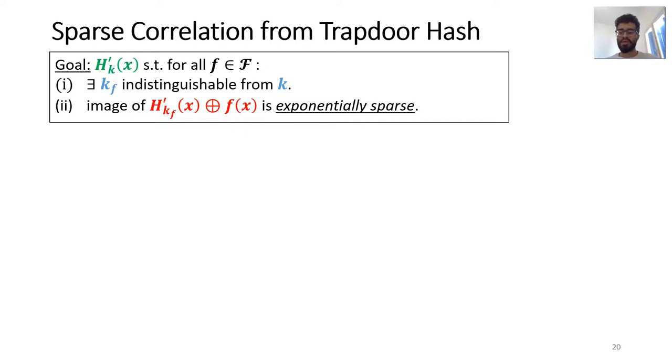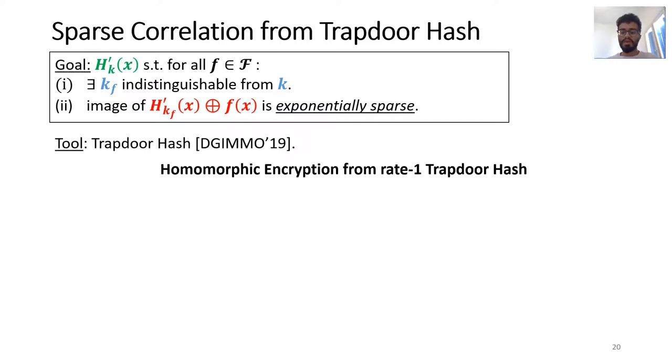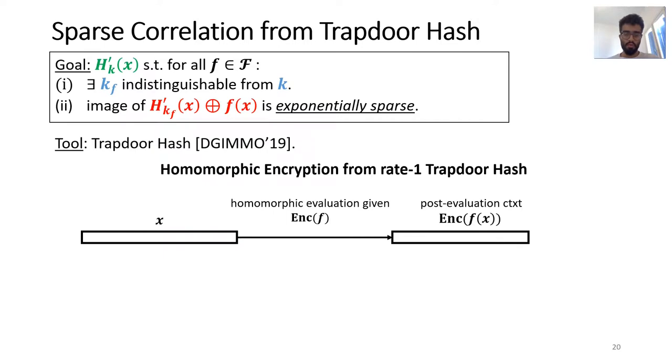So like I already said, trapdoor hash allows us to construct a homomorphic encryption scheme with very strong structural properties. So in general, in a homomorphic encryption scheme, we can take an input x, and given an encryption of a function f, we can homomorphically evaluate and obtain a ciphertext encrypting f of x. In a homomorphic encryption scheme which we construct from trapdoor hash, the post-evaluation ciphertext can be divided into two parts. One part we call the rate one ciphertext, and I'm going to refer to it as the encryption of f of x, and another part is a small hash, h of x.